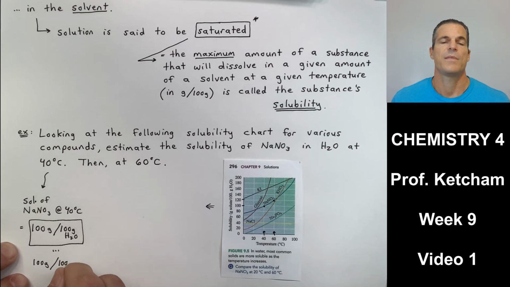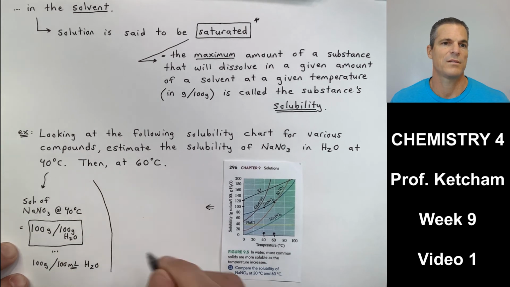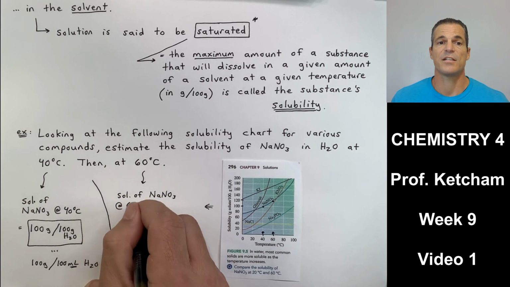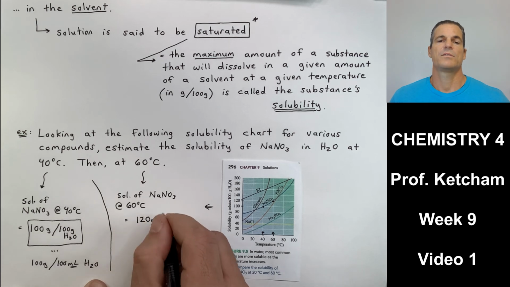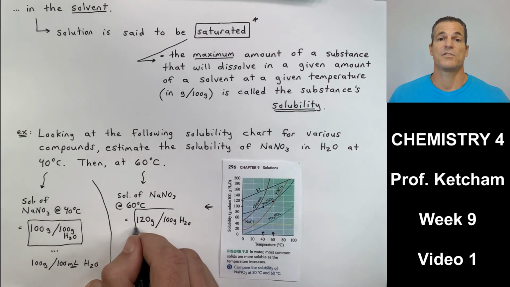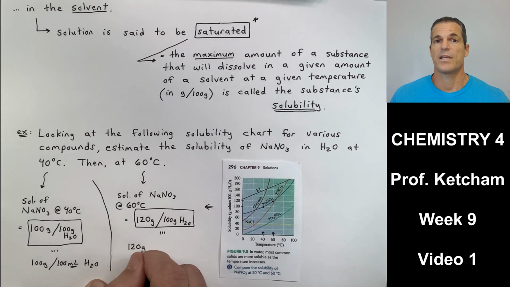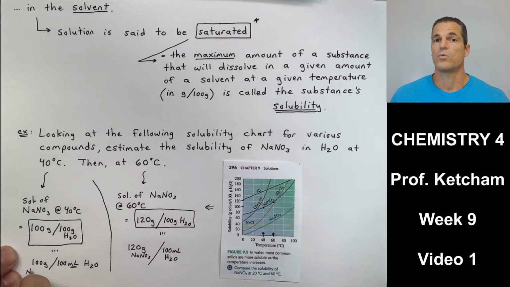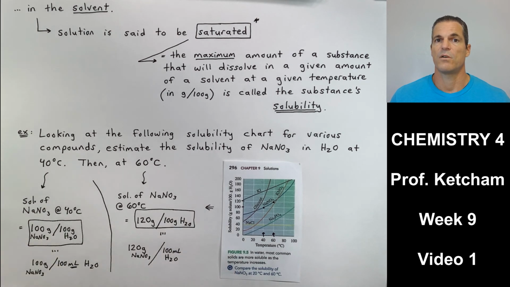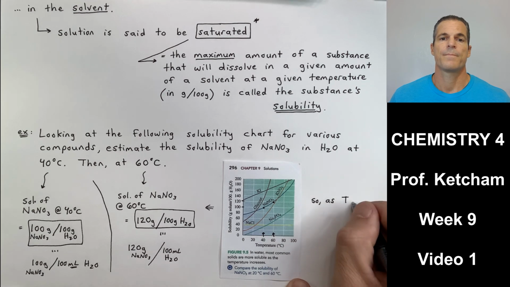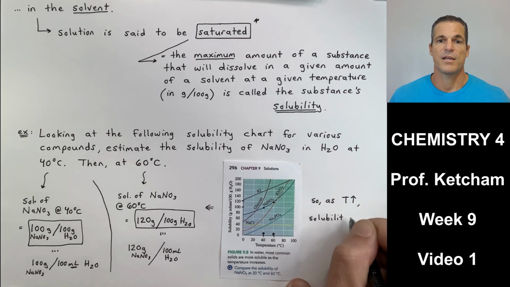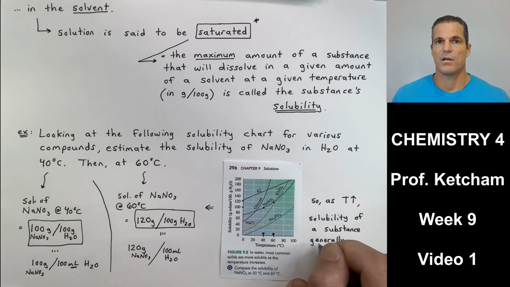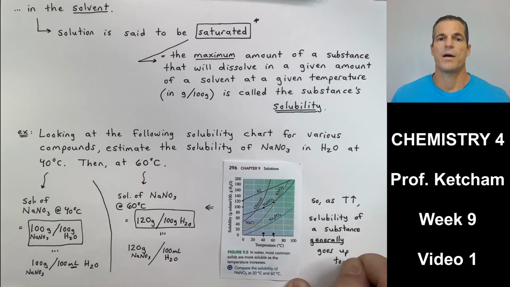Now remember, the density of water is essentially 1, so it's the same thing as 100 grams per 100 milliliters of water. Now at 60 degrees, we've cranked the temperature up. If we turn the temperature up, we would expect to be able to dissolve more solute, and in fact we can. At 60 degrees, we can dissolve 120 grams in the same amount of solvent. Generally speaking, as the temperature goes up, the solubility of a substance also goes up. That's not always true, but by and large, it's true.